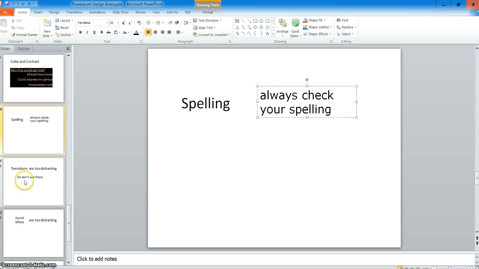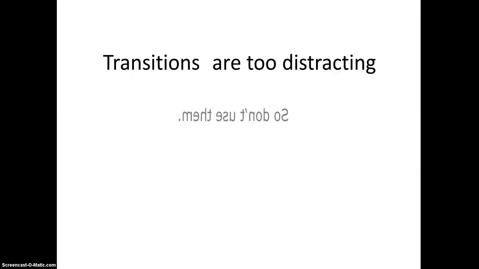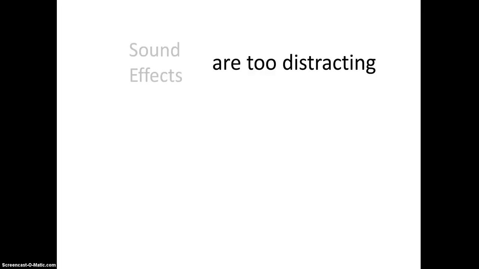Okay. Let's talk about transitions. What do we mean by transitions? Well, I will show you. This is a transition. Transitions are too distracting, so don't use them. Another type of transition is sound effects. Sound effects are also too distracting, so don't use them. That is the end. Thank you.